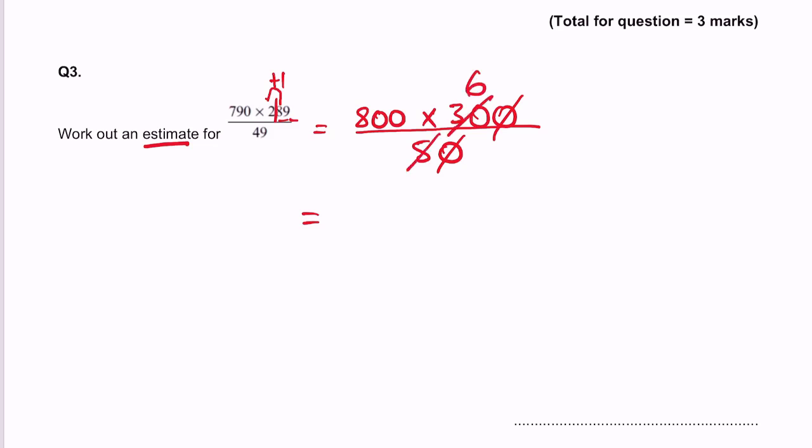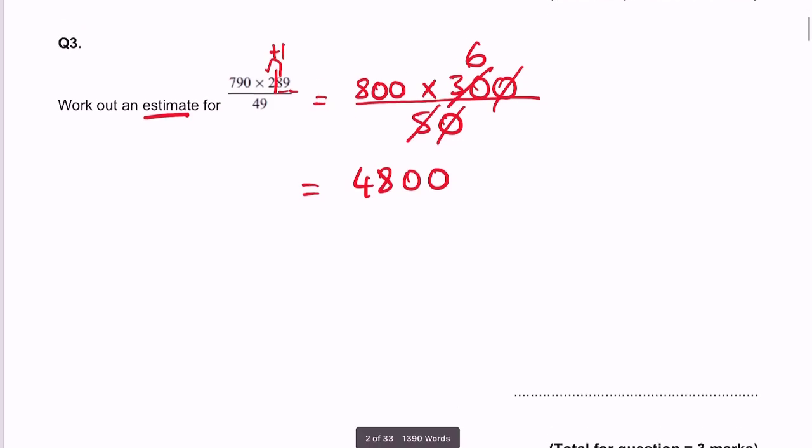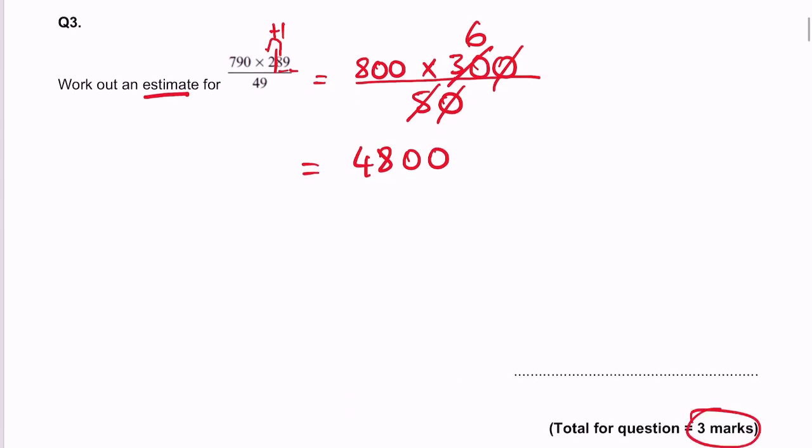Now I need to go ahead and multiply 800 by 6. So 6 times 8 is 48, and the 2 zeros, 4,800. And that's the answer. And this question was worth 3 marks.